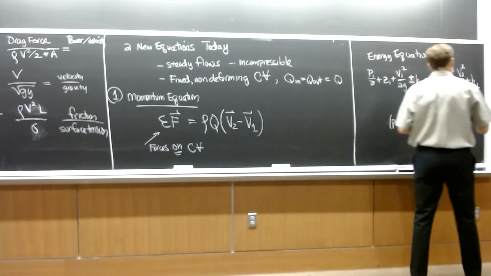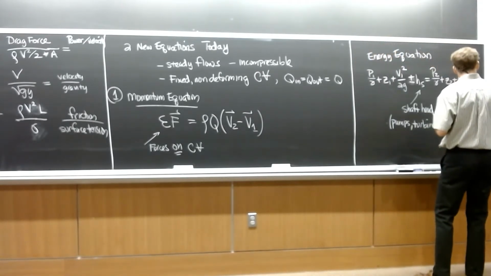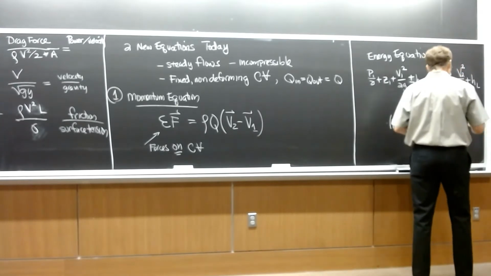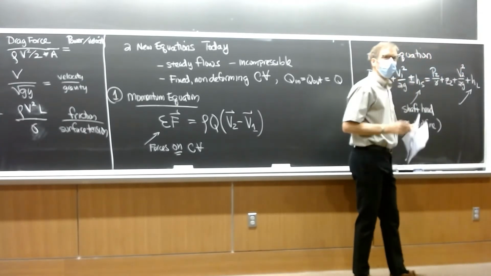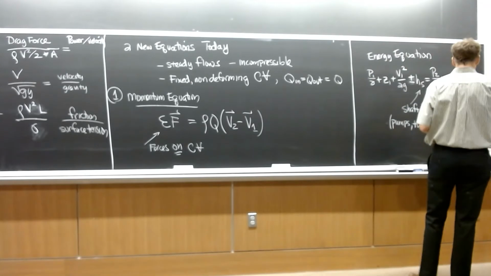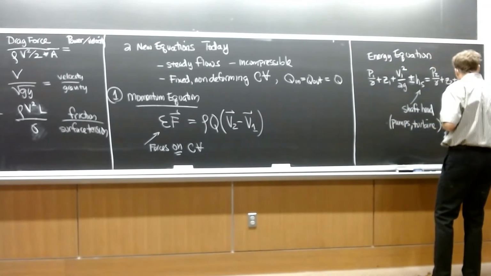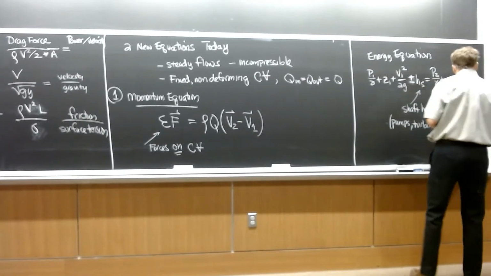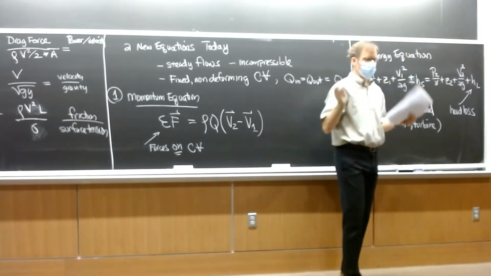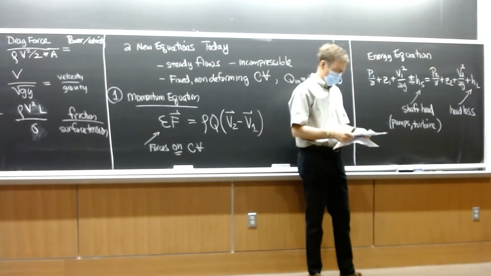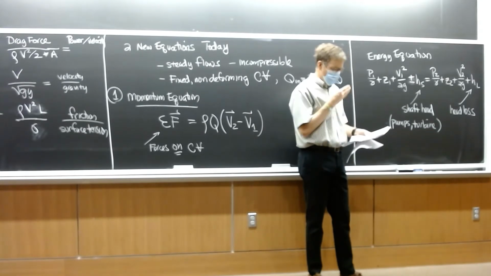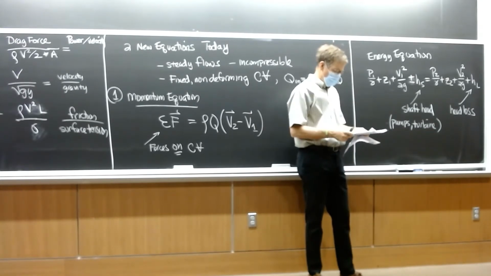And this new term, which we'll talk a lot more about when we talk about pressurized pipe flow, is referred to as a head loss. It's just a generic term for losses that occur along the control volume from inlet to outlet.